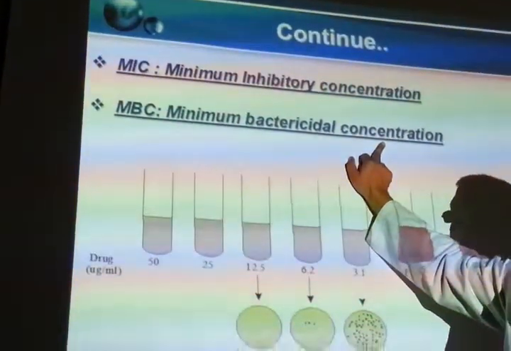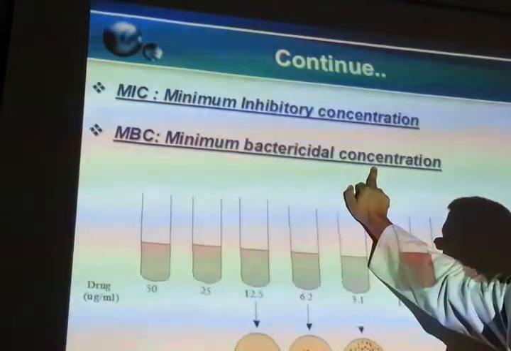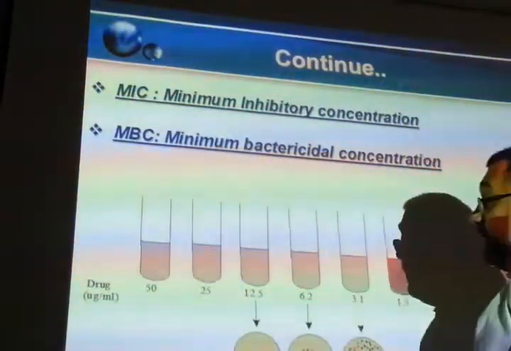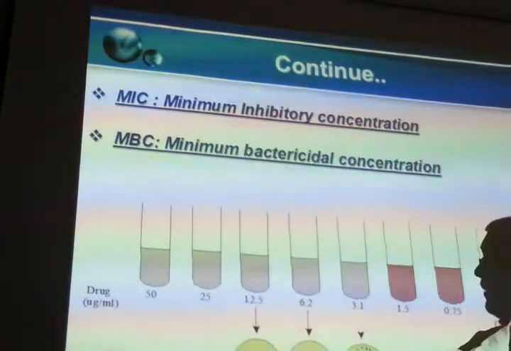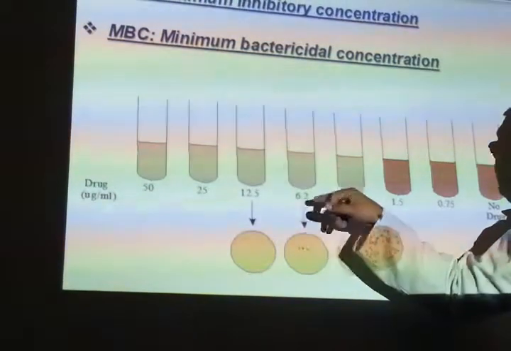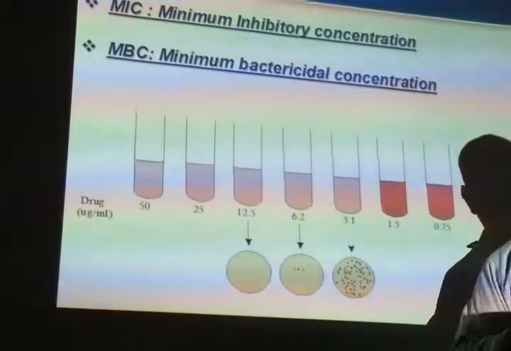Bactericidal, like homicide, suicide, bactericide. Minimum bactericidal concentration. Here also nothing will grow, here also nothing will grow. But the minimum concentration is this one. So what is the MIC? 6.2. What is MBC? 12.5.